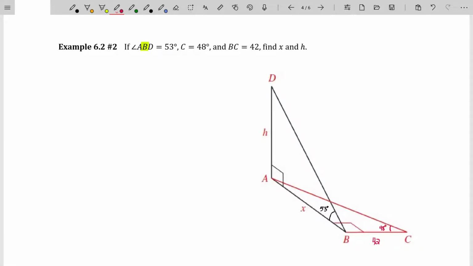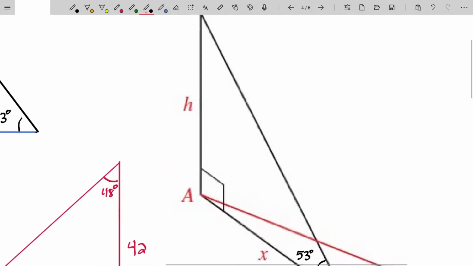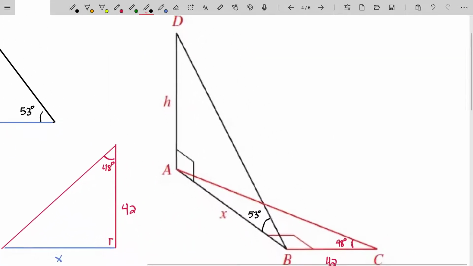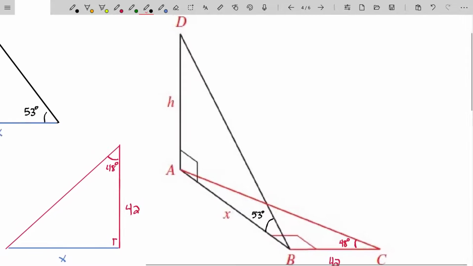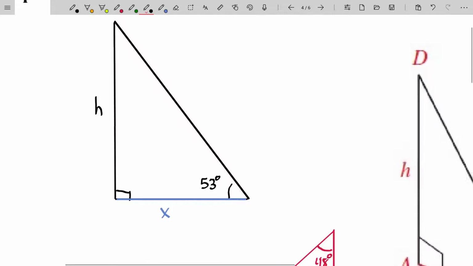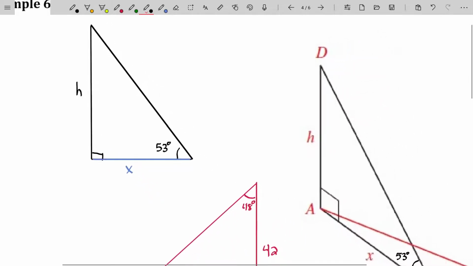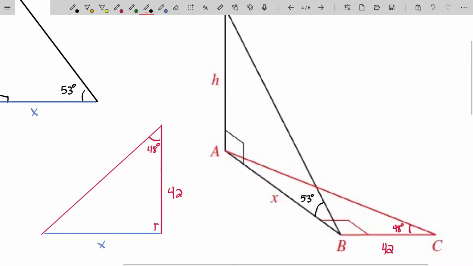X and H. I'm going to do what I did in the previous video. If you're watching these videos in order, I'm going to break this three-dimensional figure into two-dimensional figures. So there I have broken it into two pieces. Notice that I do a little color coding here. The black triangle, this one right here, with the side H, side X, and the angle 53 degrees, is this triangle right here. Notice that I have color-coded that horizontal length X as blue. The reason I do that is because that is the shared side between these two triangles.